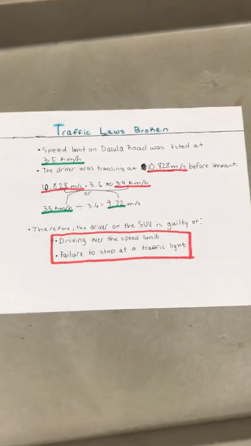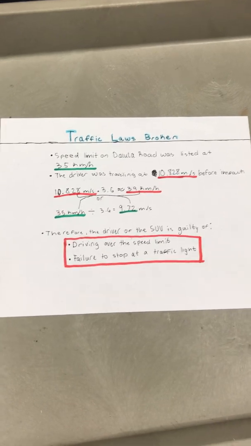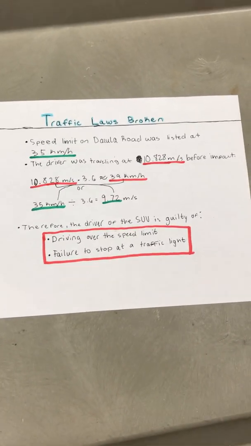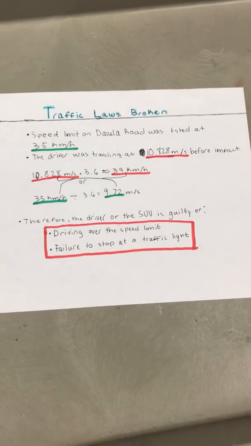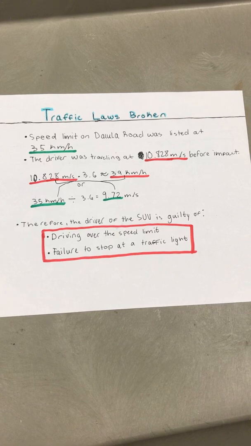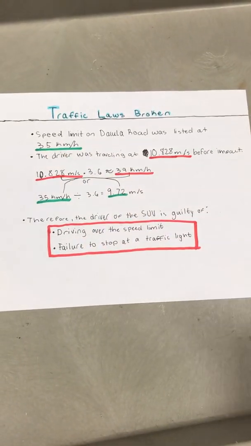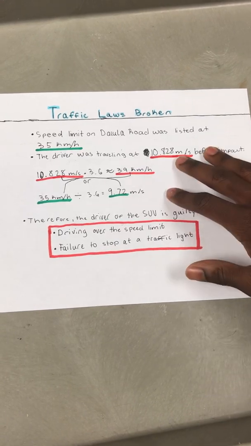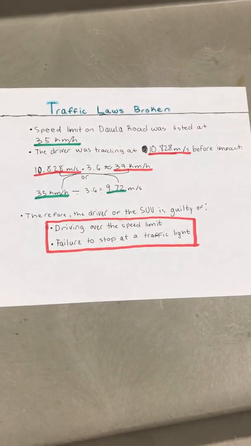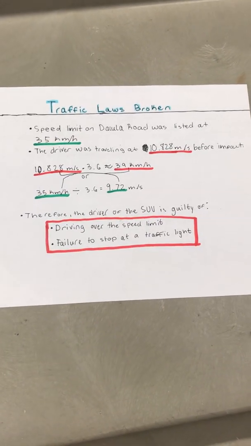Considering the traffic laws broken in this incident, the speed limit listed on Tequila Road was 35 kilometers an hour. Based on the numbers that we had crunched, we figured out that the driver of the SUV was traveling at 10.828 meters a second before the impact. By either converting kilometers an hour to meters a second or converting the driver's speed in meters a second to kilometers an hour, we determined that the driver was speeding by 4 kilometers an hour.